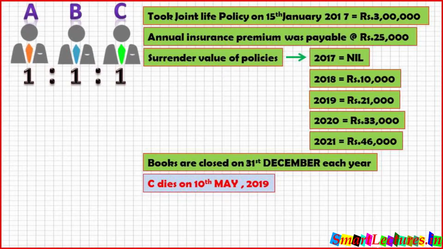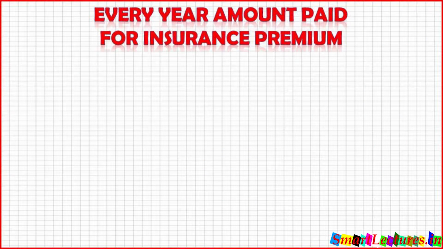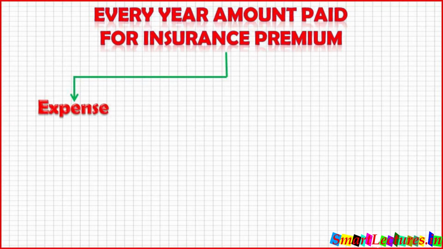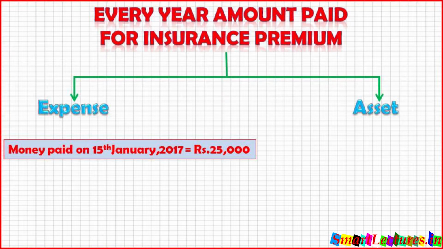C died on 10th of May 2019, and we have to pass the journal entries and make the ledgers as per the asset method. So in this situation, every year the amount we pay for insurance premium will be split into two parts. One part will be treated as an expense and the other part will be treated as an asset. Suppose on 15th January 2017, the money was paid, rupees 25,000.